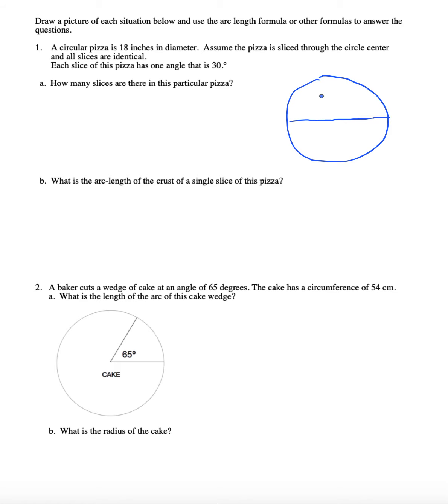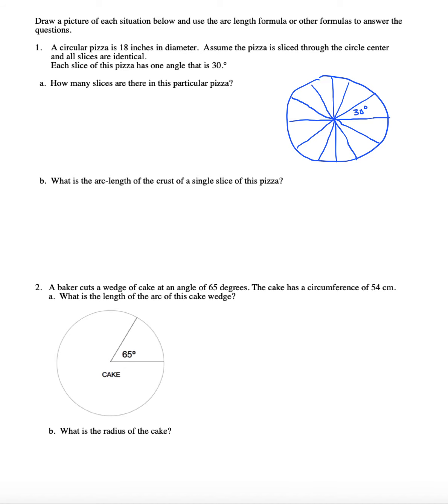It's 18 inches across, and every slice has an angle of 30 degrees. So how many slices will there be in the pizza? I believe there'll be 12 pieces. But how can we prove this mathematically?